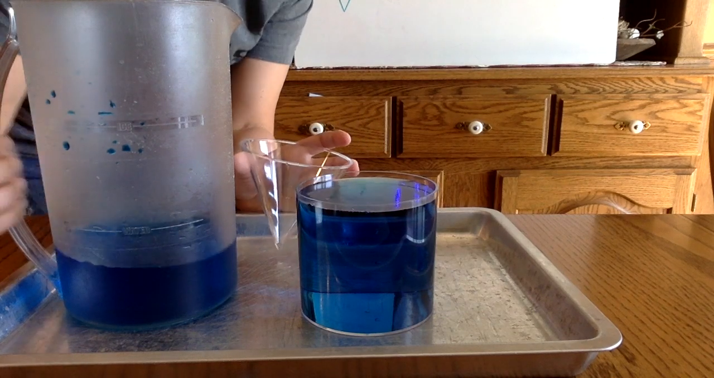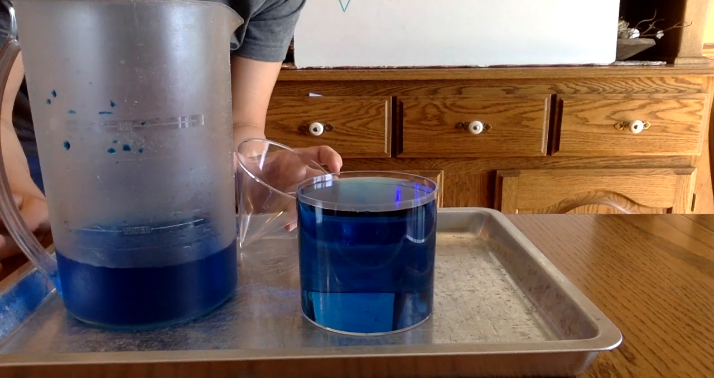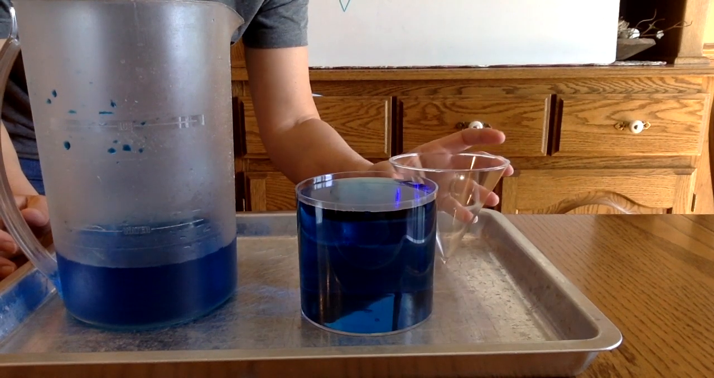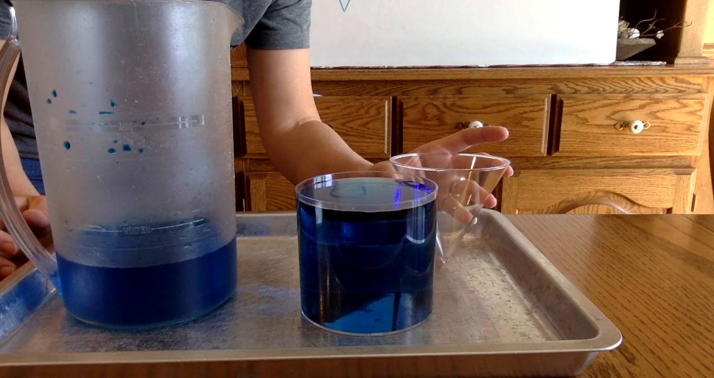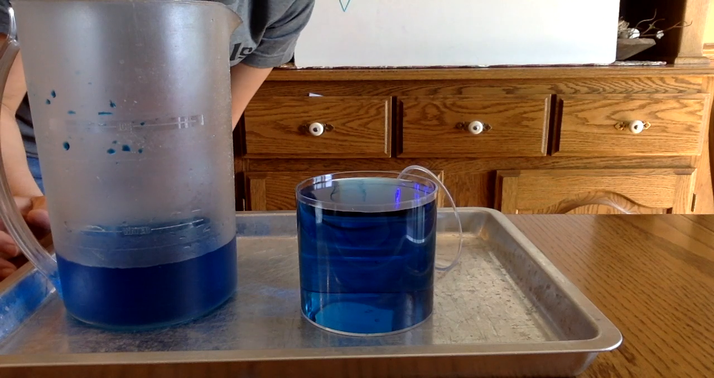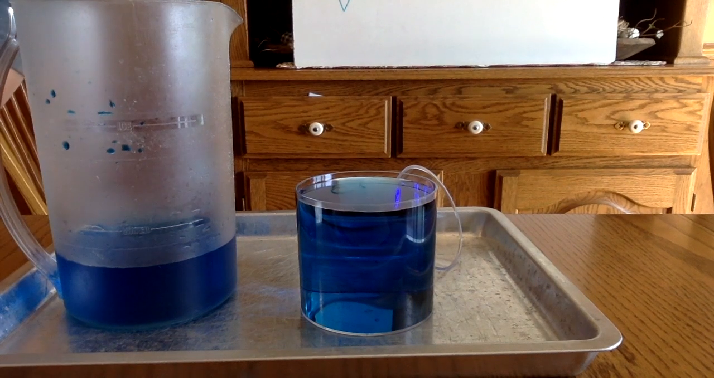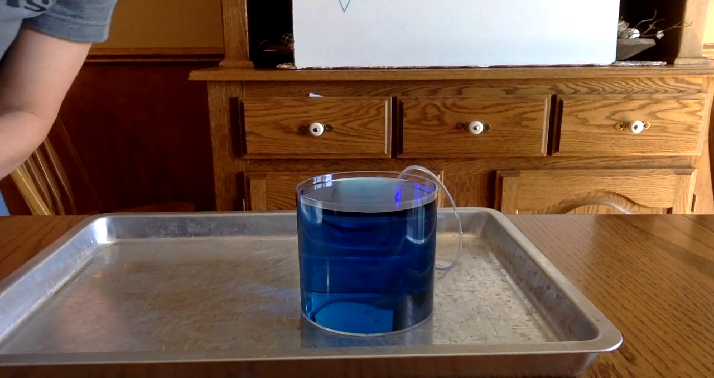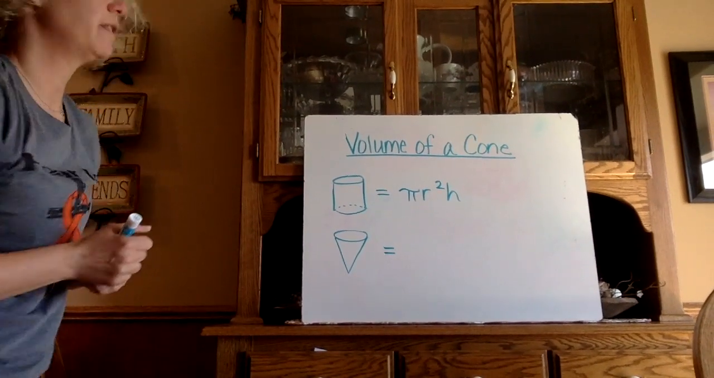And there you have it. You can see that 3 cones that have the exact same height and the same diameter will fit perfectly into one cylinder. So let's go back to our equation then.